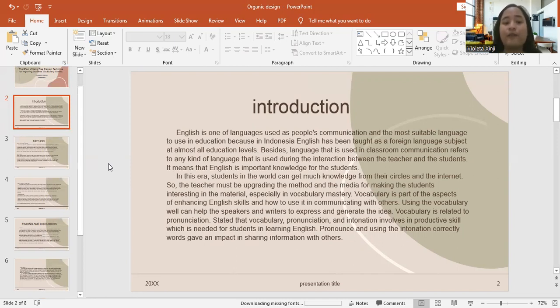Vocabulary is related to pronunciation. It is stated that vocabulary, pronunciation, and intonation are involved in productive skills, which are needed for students learning English. Pronouncing words and using the intonation correctly gives an impact in sharing information with others.